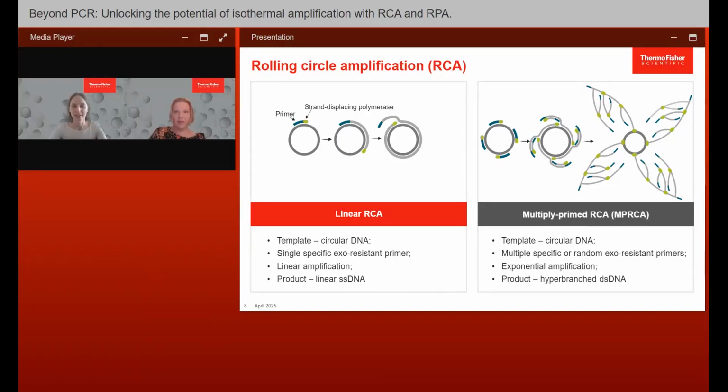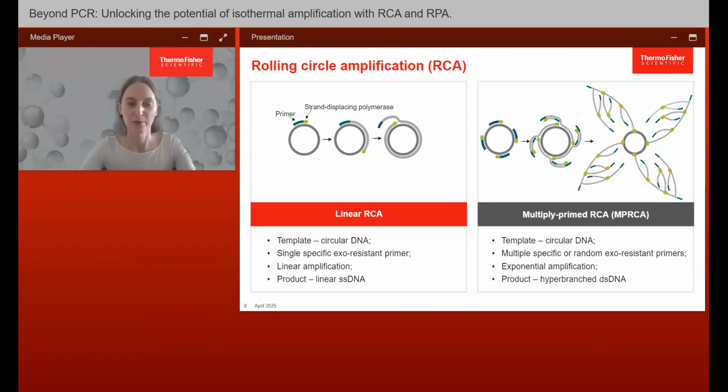Hello, everyone. Thank you, Rasa, for the great overview of RPA technology and for introducing me. And now I would like to introduce you to another isothermal amplification technique, called Rolling Circle Amplification, or RCA. This technique is used to amplify circular DNA templates, and it can be performed in two ways. The first way is called linear RCA, and the second is multiply primed RCA, or MP-RCA.